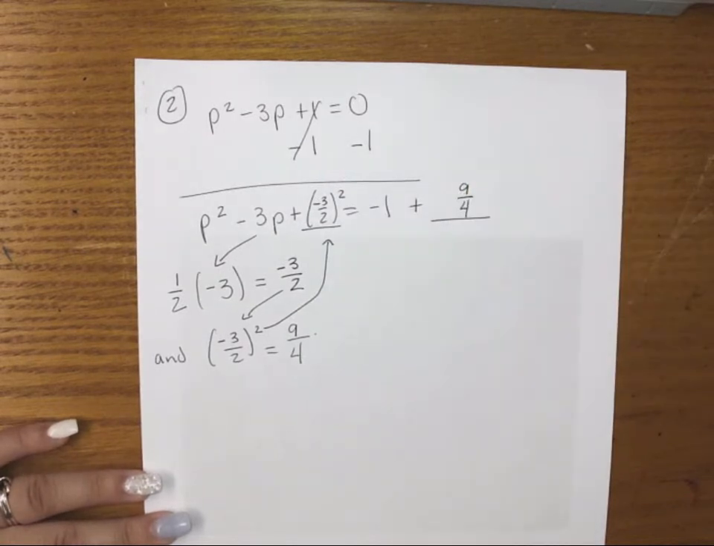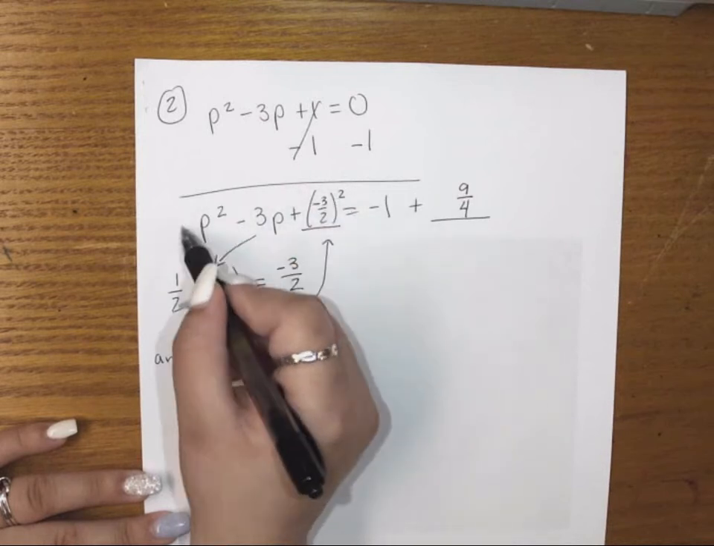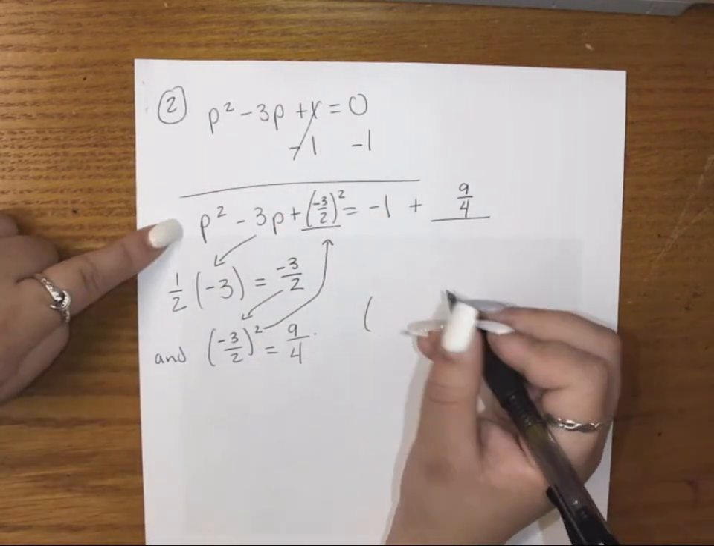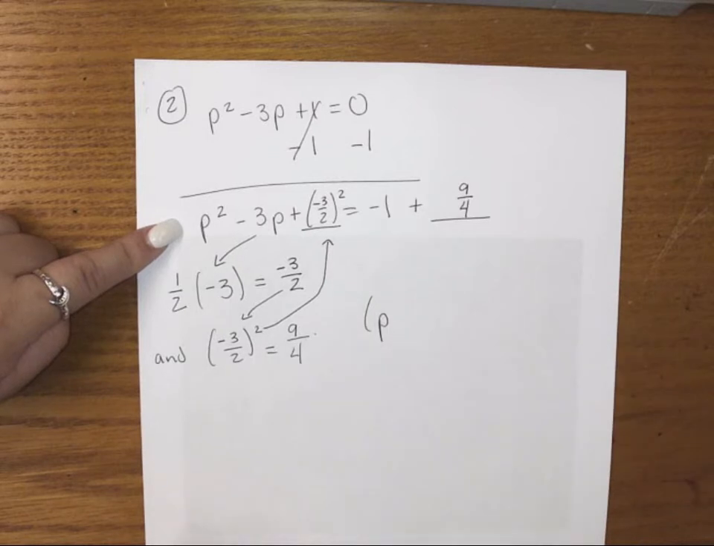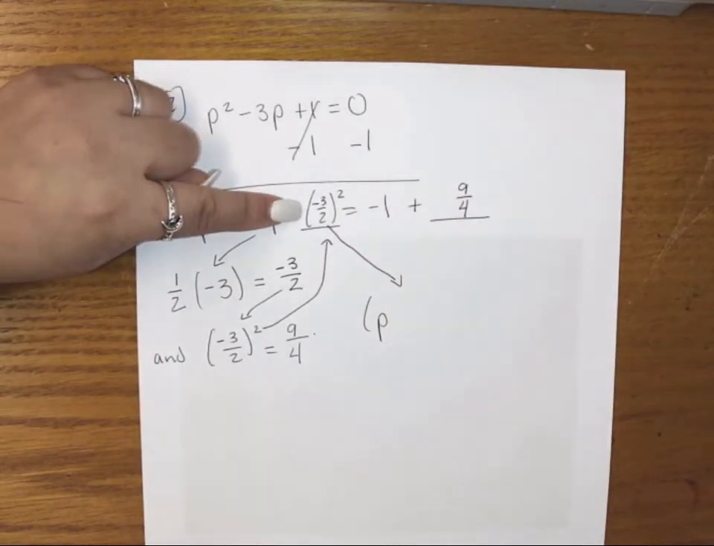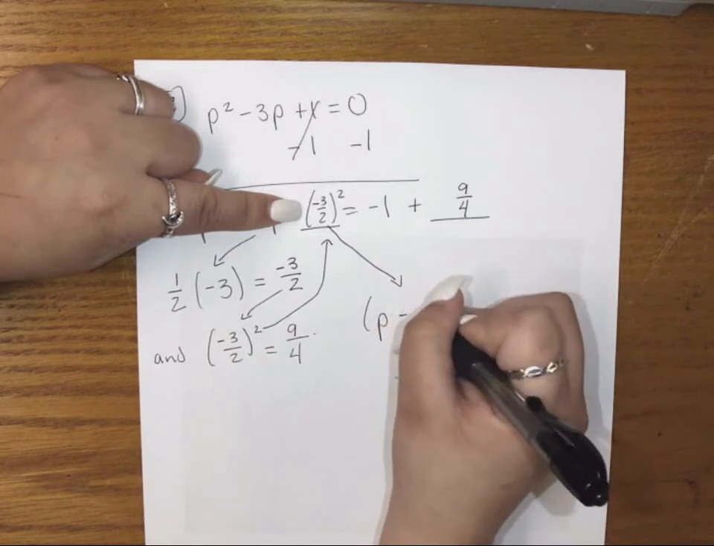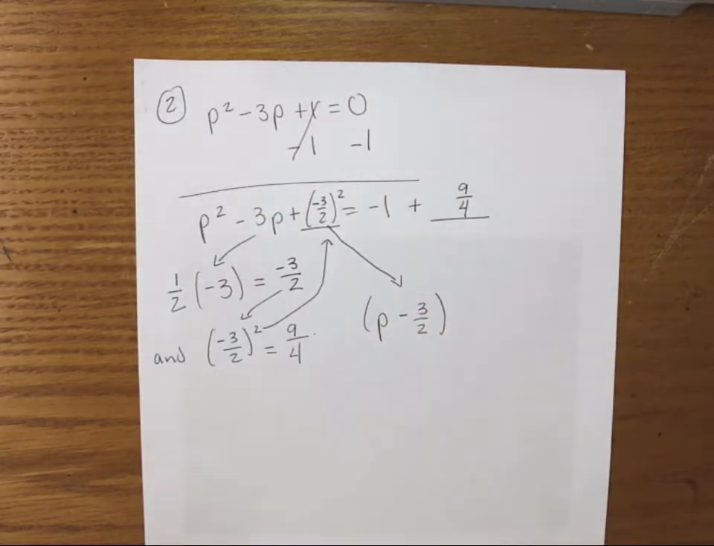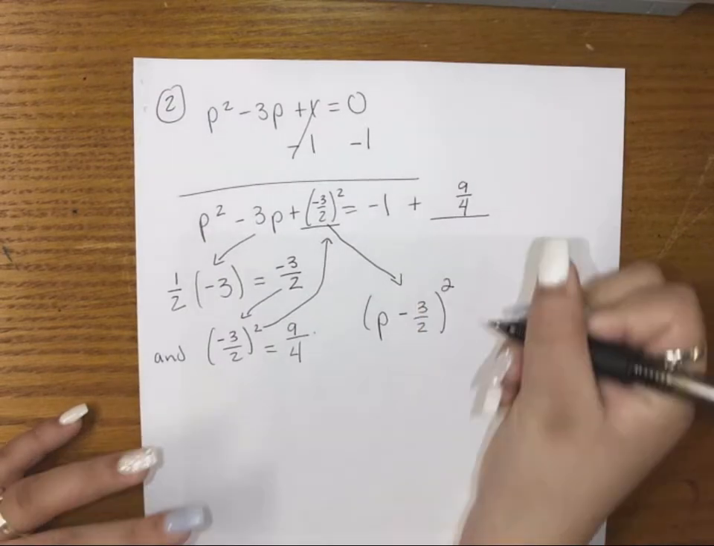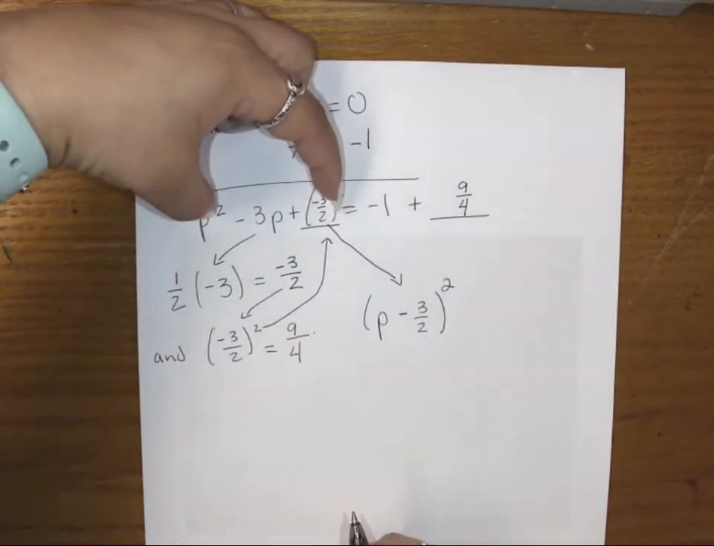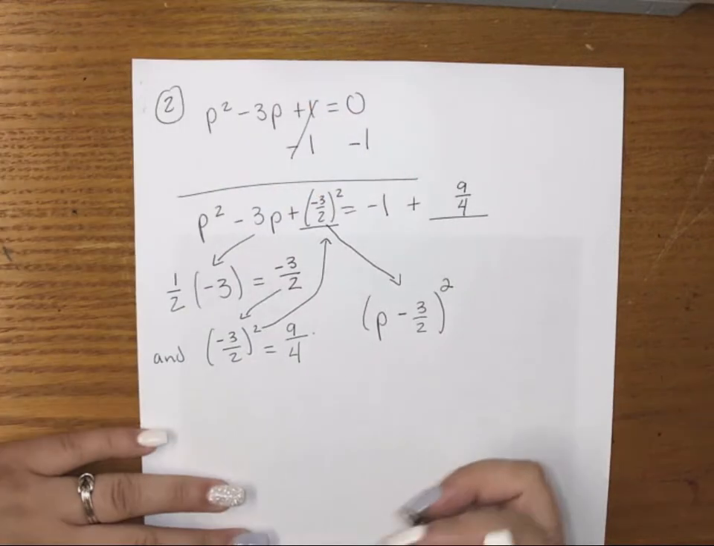Now you're ready to go ahead and factor. The left-hand side is going to factor into, we're working with the variable p, and you look at the number inside the parentheses, which is -3/2. So we write p minus 3/2, and we square it, because by doing this process, we know we created a perfect square trinomial.